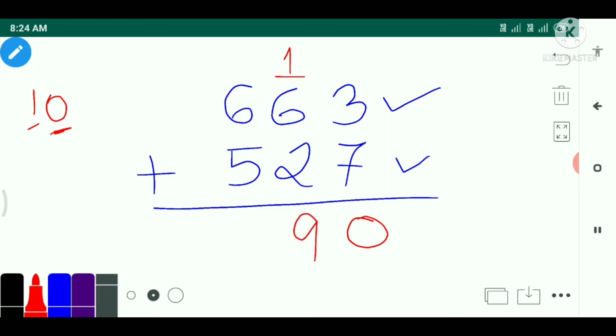Okay. Now see the 100 place value. So 6 plus 5, it will be how much? 11, right? So we'll write this one here and the another one in the 1000 place value. So in 1000 place value only 1 is there, so we'll write directly here. Okay, so total how many animals are there? 1190 animals are there. Okay.